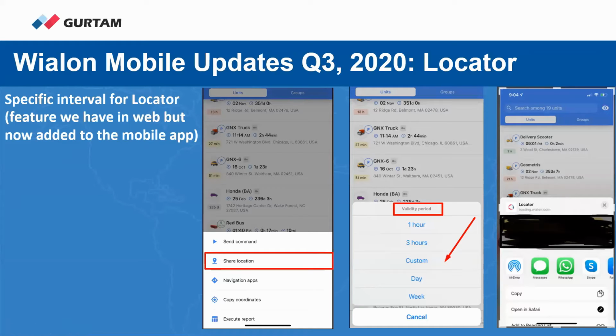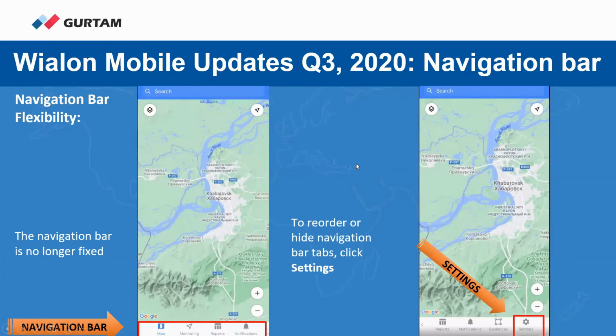So locator. As you remember, we had this feature in our web application, but we never had it in the mobile app, where you can customize the validity of the time you want to share this link. Right now, when you go to the app and you have a list of units and you just long tap on a certain unit, a menu will pop up with share location, and clicking on it, this menu shows up with options to choose from, as well as custom. When you click, you will automatically get redirected where you can share this link via any options you have: WhatsApp, messages, Skype, and so on and so forth. So that's for locator.